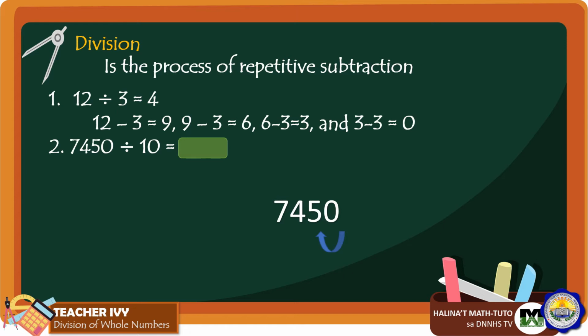Since 10 has only one zero, we will move the decimal point once. The answer is 745. We remove the 0 since 745.0 is the same as 745.